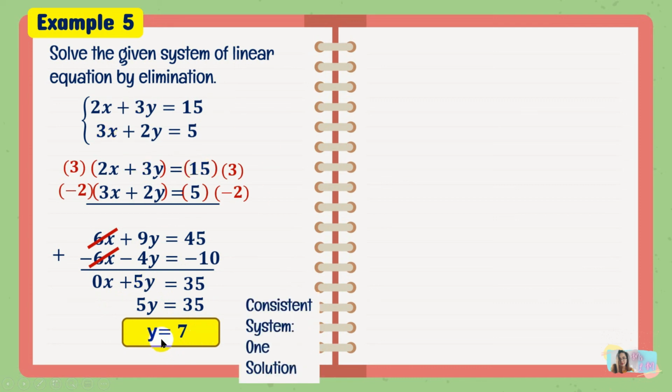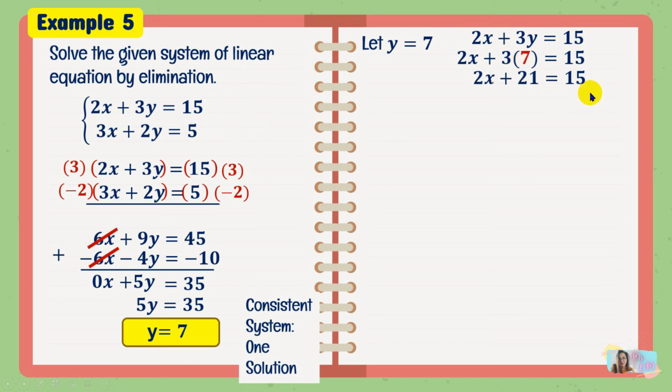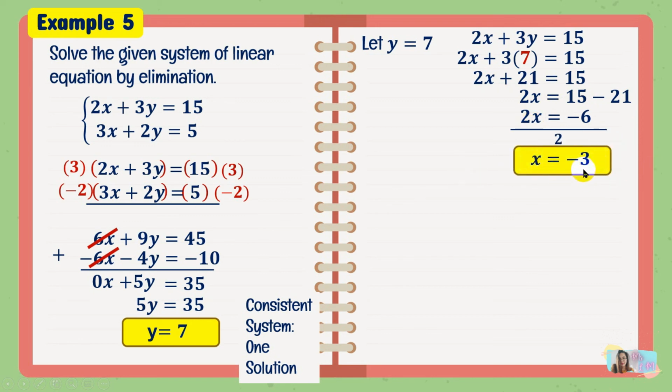At dahil meron tayong y is equals to 7, yan po yung ating isa-substitute sa isa sa mga equation na ito. Pwede kayong mamili kung alin ang gusto nyo. But in this example, dun muna tayo sa first equation. 2x plus 3y, magiging 7 na yung y is equals to 15. Then 2x plus, what is the product of 7 times 3? That's 21. Additive inverse of positive 21, that's negative 21. And 15 minus 21 is negative 6. And then yung x natin may kasama pang 2, so we have to divide both sides by positive 2. And x will be negative 3.